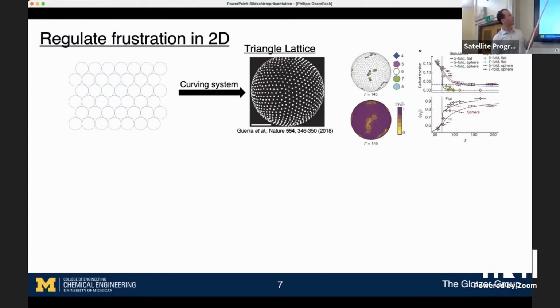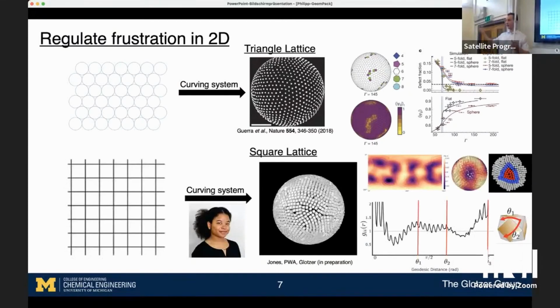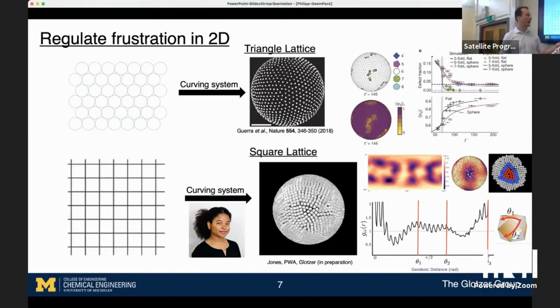But here, of course, you have the triangle lattice. What happens if you have a different type of lattice, like, for example, a square lattice? And when you curve the space, or if you have a PhD student who wants to, like Debbie, she's curving the space and putting, for example, cubical or square tiles in there. And you can see that it also introduces defects, but in a different way.